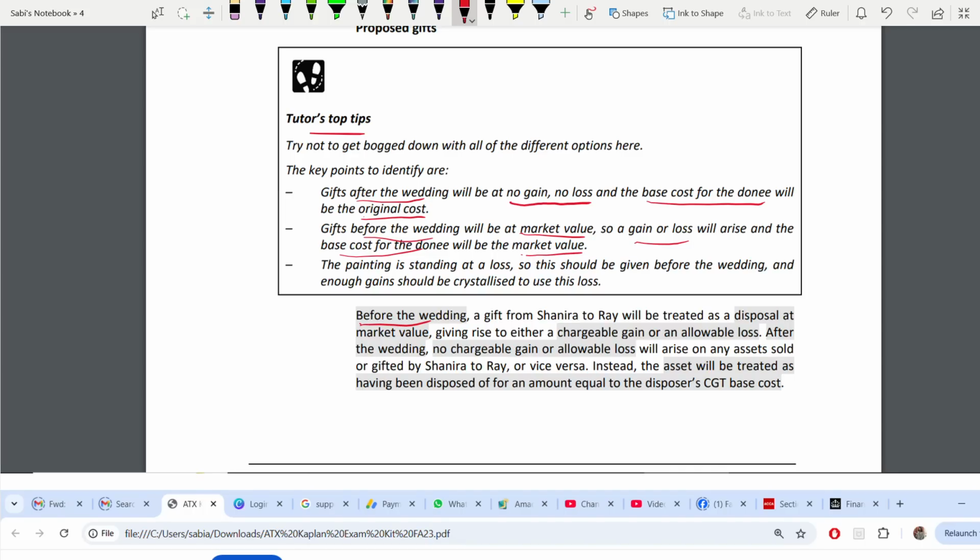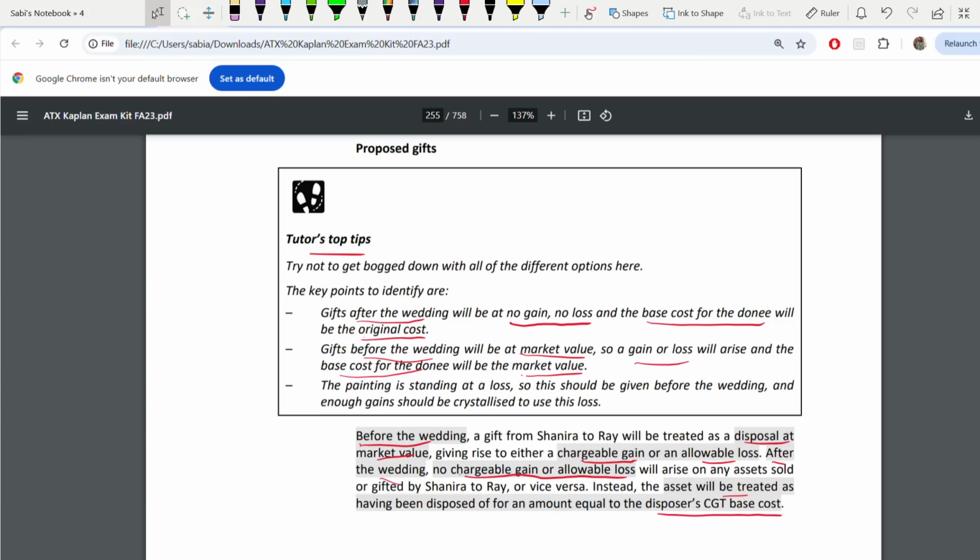Okay, so before the wedding, disposal will be at market value. It will give rise to a gain or loss. After the wedding, no chargeable gain or allowable loss. Instead, the assets will be transferred at an amount equal to the disposal CGT base cost. Writing this much is important. You're going to get marks and it's needed.